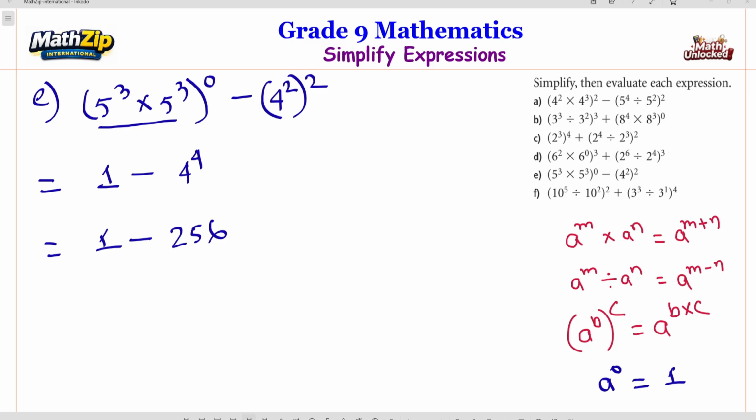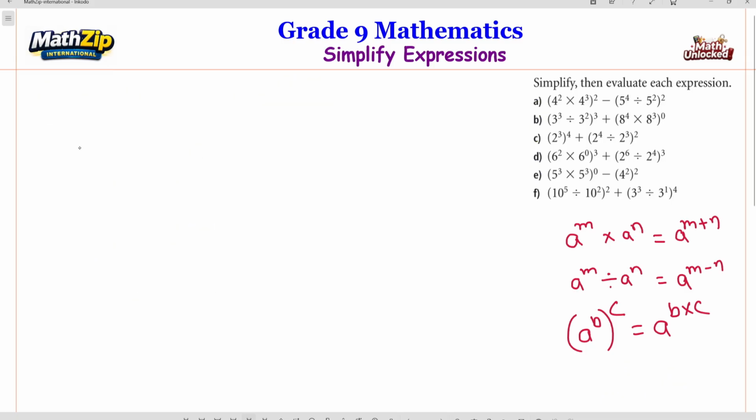You can calculate this one, no need to take any risks. So 256. Now look, 1 minus 256, the result will be minus 255. This is our answer. So finally A, B, C, D, E has been done.